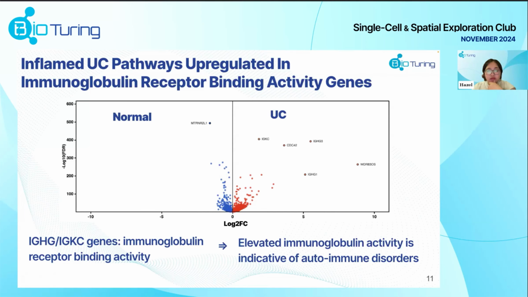Okay, I think the immunoglobulin enrichment, based on my knowledge, can involve B cells and also antibody production. And these again may contribute to the pathogenesis of UC.